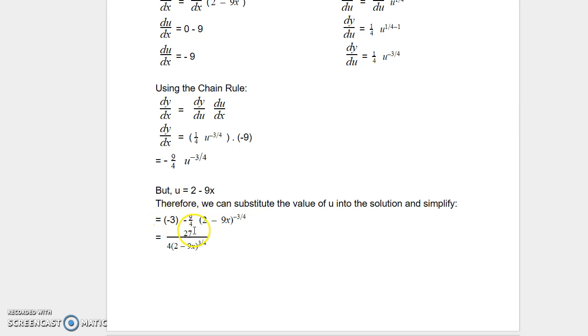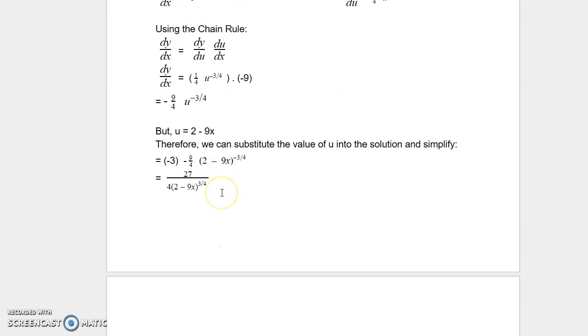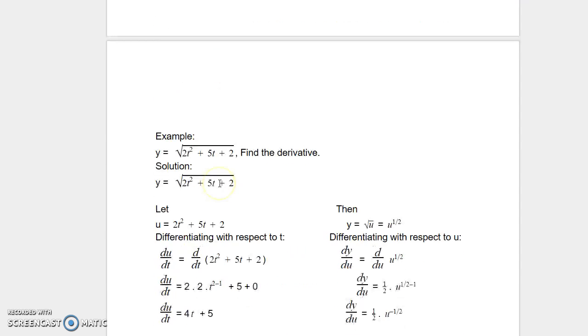3 times 9 is 27. In the denominator we have a 4. We are expressing this negative exponent as a positive exponent by bringing it to the denominator. 2 minus 9x to the power of 3 over 4, and that is our answer. This is the way we want to solve complex problems using the chain rule. Let's look at another example.